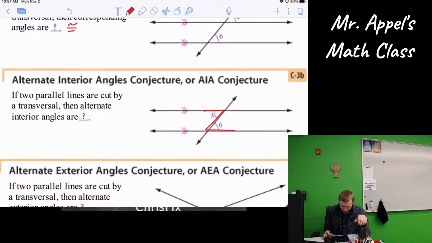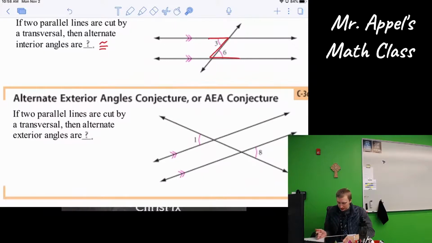There we go. Thank you, Naomi. Yes, they are congruent. Very good. Once again, if two parallel lines are cut by a transversal, then the alternate interior angles are congruent. Okay? They have to be parallel.